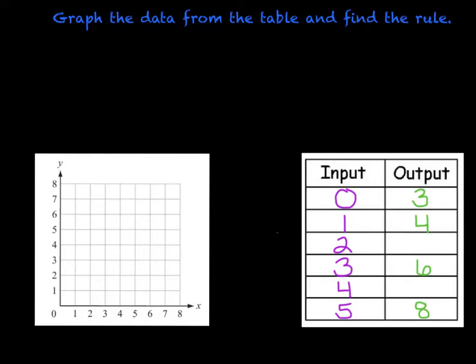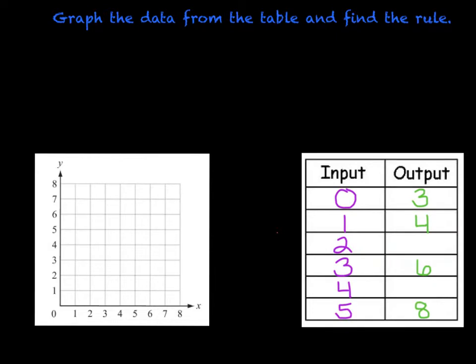In our first example, our directions are to graph the data from the table and then find the rule. If we look at what we have, a blank graph and a table that has some data points and others that are missing information. So in order to find the rule, the very first thing we need to do is graph the information that we have.